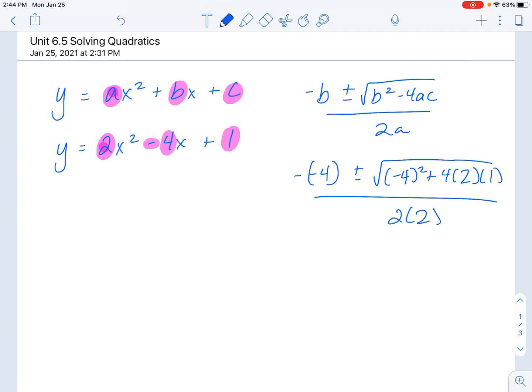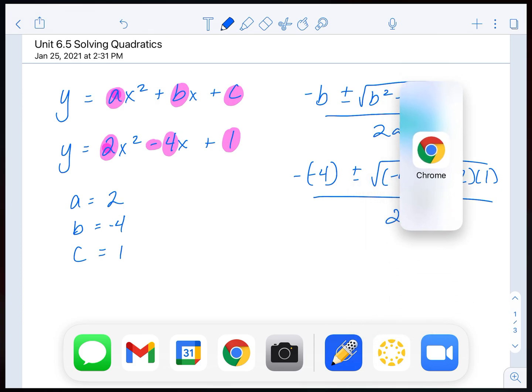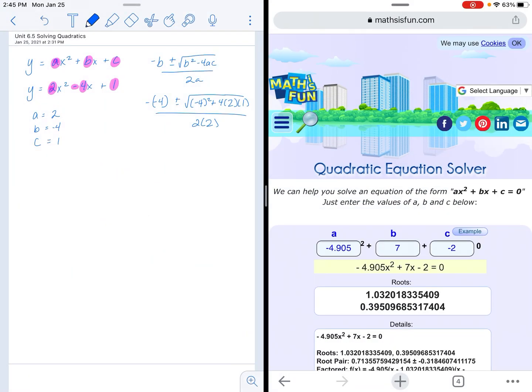Now, you may be saying to yourself, this is pretty tedious. And it is pretty tedious. And we have technology that allows us to do this faster. And in physics class, that's what we're going to do. We're going to use technology. So instead of actually solving the problem, I'm going to move on to a solver.